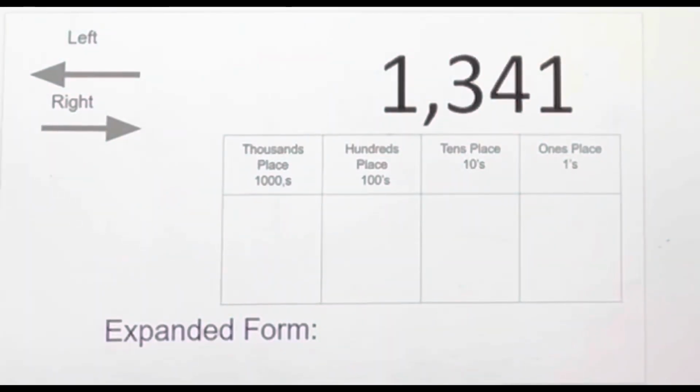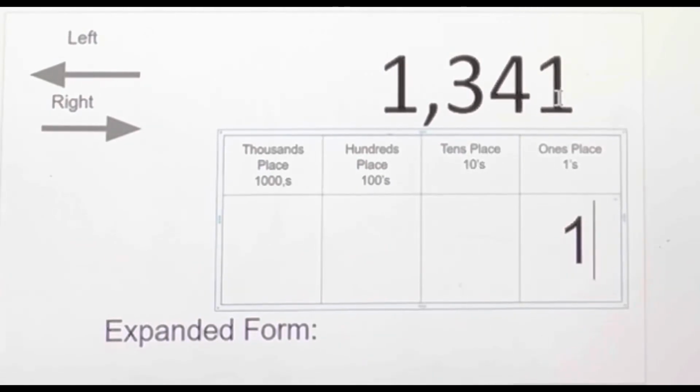So for the final number example, we have a 4-digit number. The number is 1,341. So again, I'm going to identify the ones place by going to the digit that's all the way to the right. So this arrow is pointing right, I'm going all the way to the right. The digit farthest to the right is a 1, so there is a 1 in the ones place.